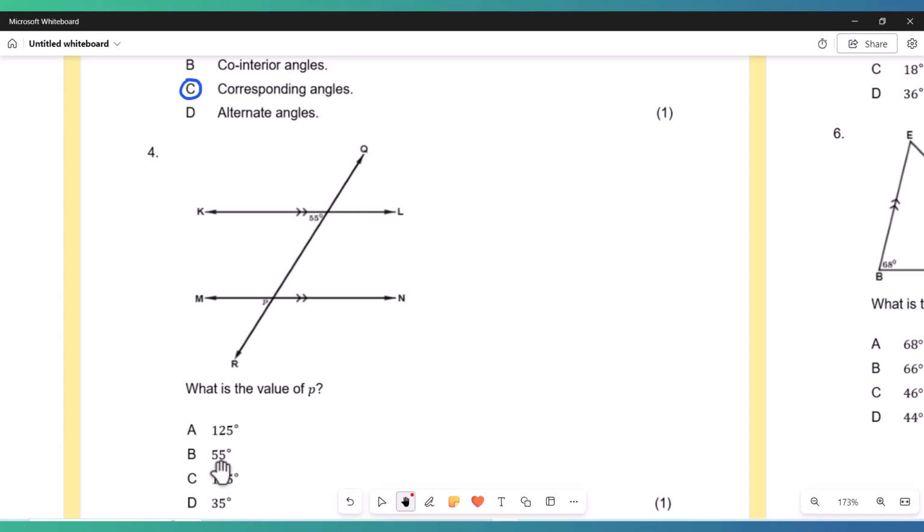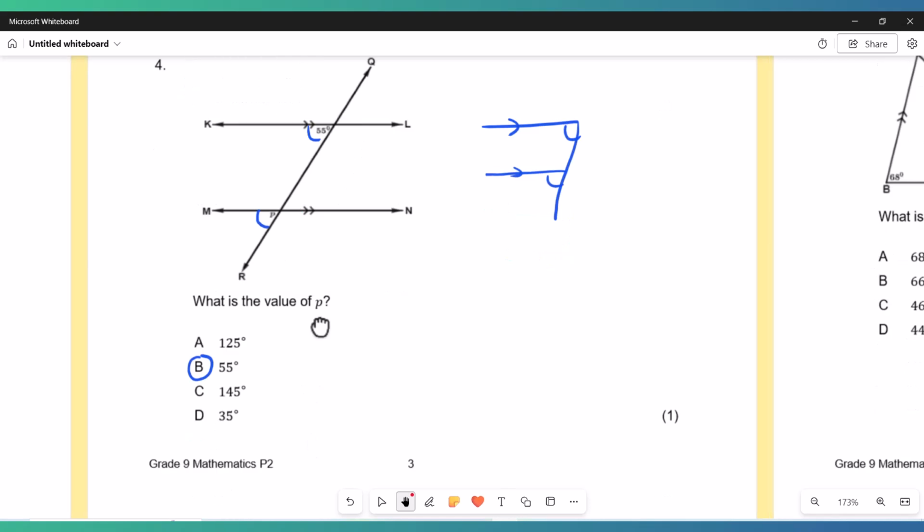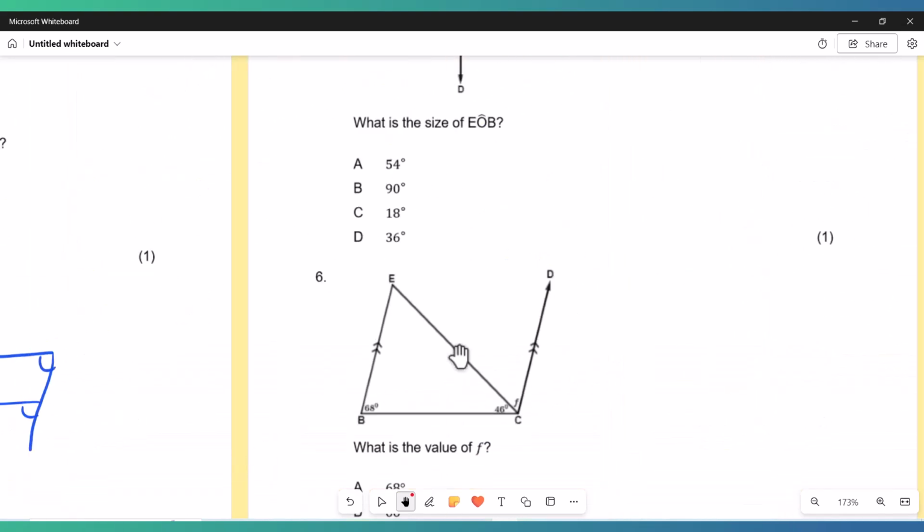Next question. What's the value of p? This p is also a corresponding angle to 55, just that our F this time is facing like this. If these lines are parallel, these angles must be equal because they're corresponding. So our p must be 55 degrees. The answer is B. Hope we are together.